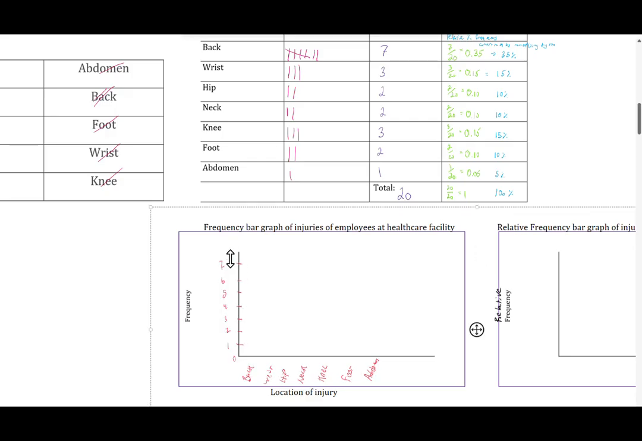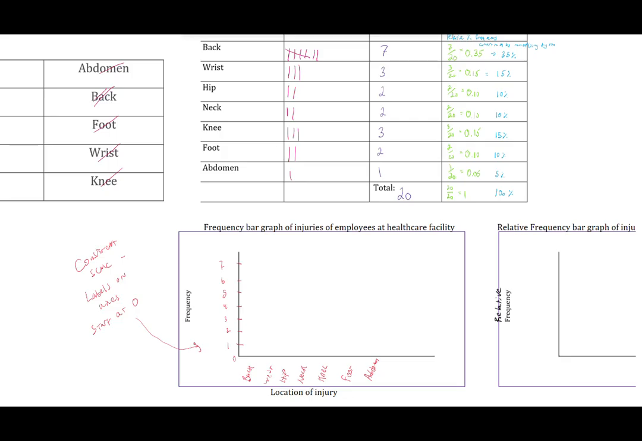Whenever we're doing this, we always want to make sure that we have a consistent scale, which means that the differences between the values are all the same. We want to make sure that we have labels on the axes. And we also want to make sure that we start at 0 on the frequency scale.